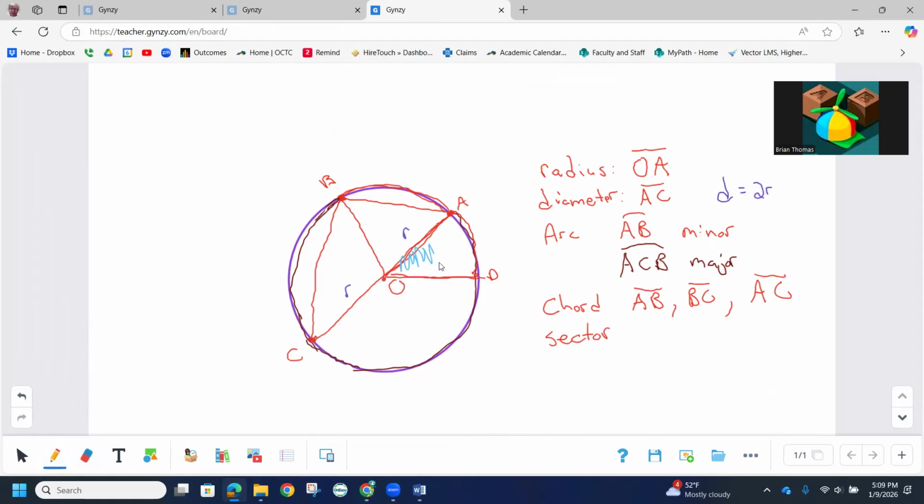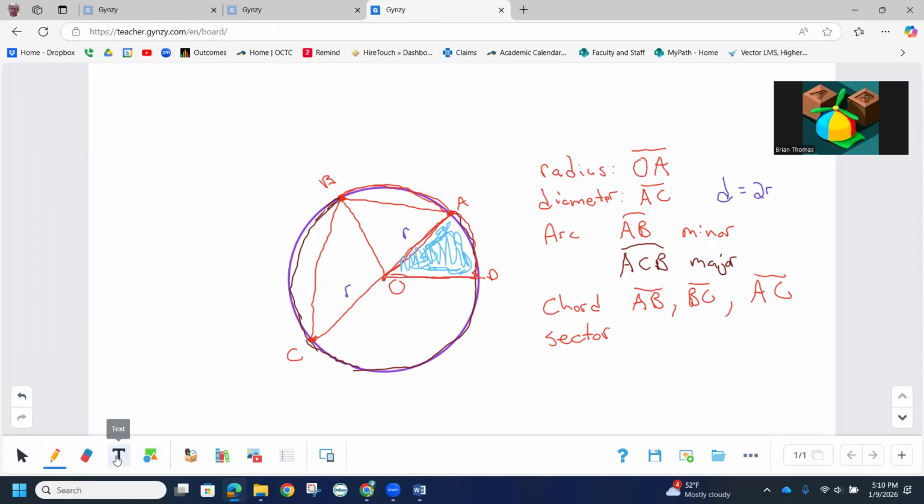So a sector looks like a piece of pizza. This little region here is described as a sector. It looks like a piece of pizza. So it's enclosed by two radii and an arc. So it's going to be a sector. Looks like a piece of pizza.